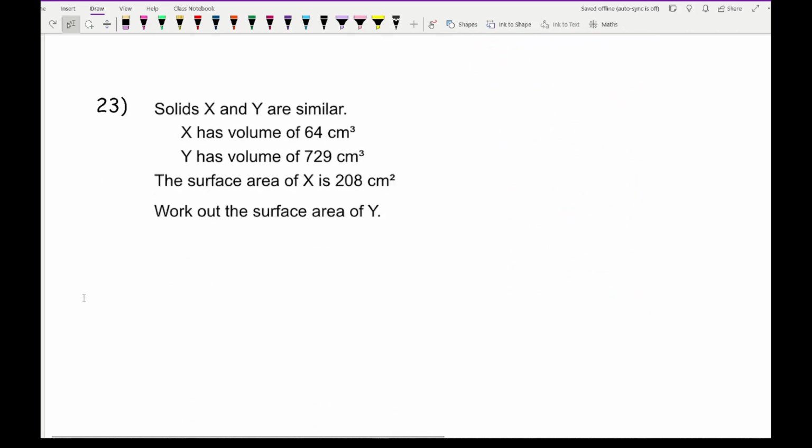Then for question 23, it says solids x and y are similar. X has a volume of 64, y has a volume of 729.